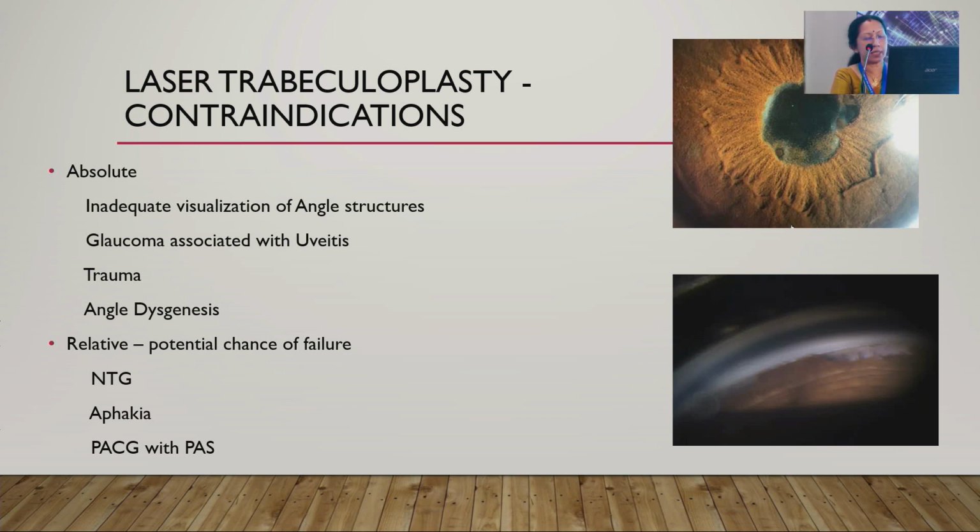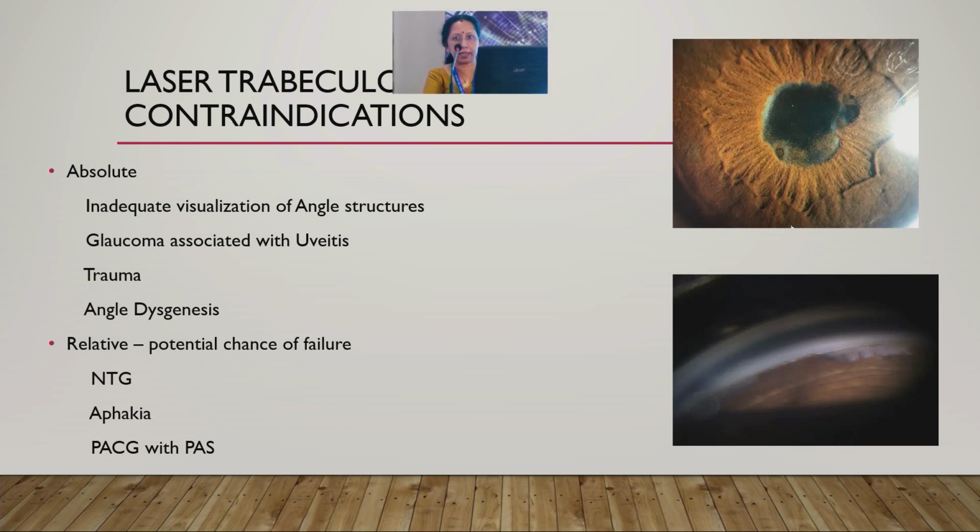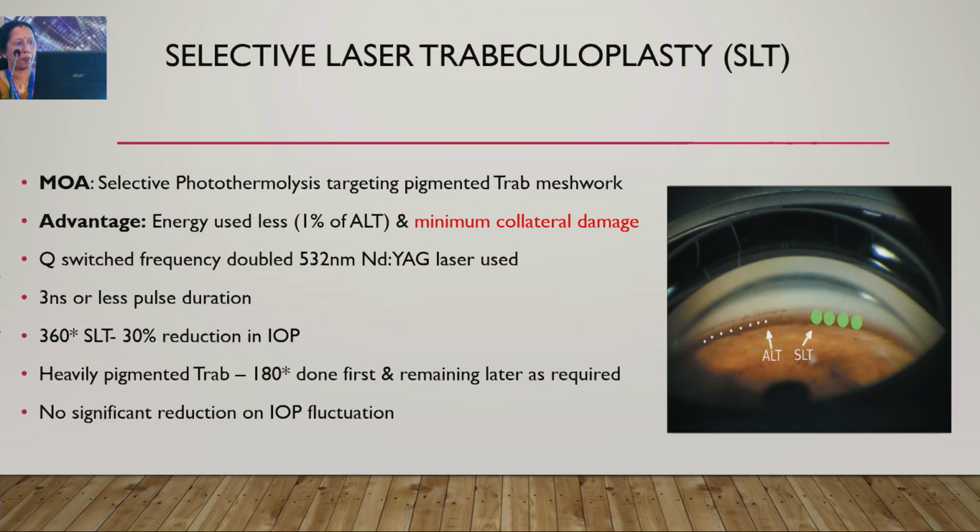Absolute contraindications are inadequate visualization of the angle structures, glaucoma associated with active uveitis, trauma, and angle dysgenesis. Because of the potential chance for failure, the relative contraindications are normal tension glaucoma, aphakia, and primary angle closure glaucoma where there is extensive peripheral anterior synechiae.